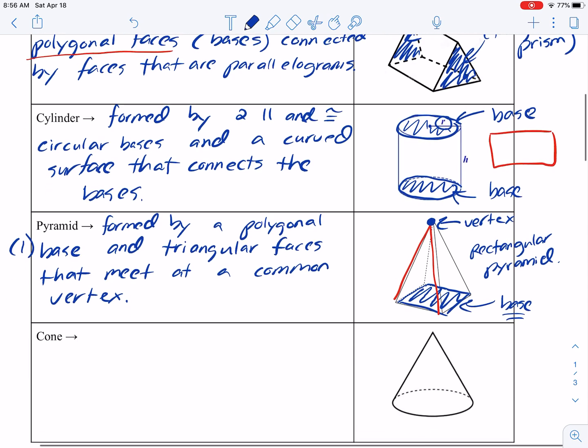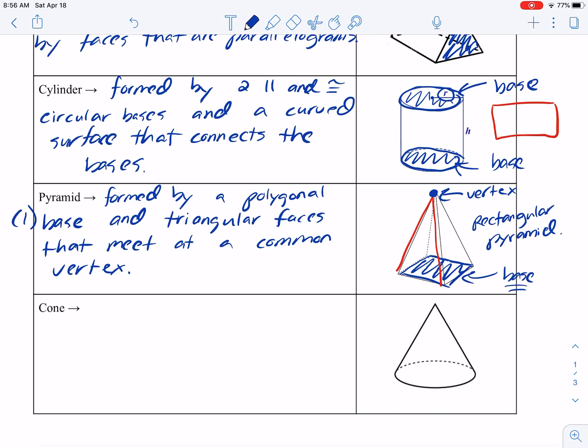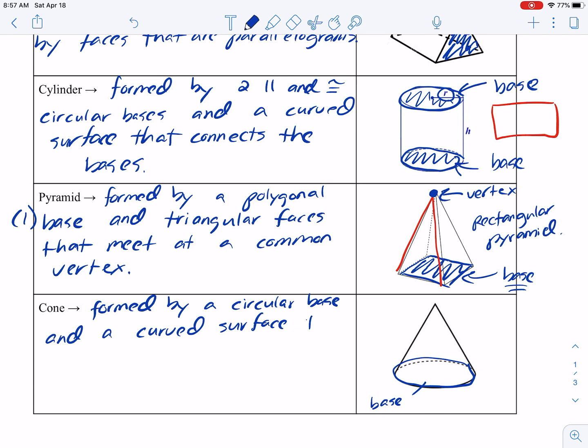All right. And last but not least, a pyramid that has a base that is a circle, similar to a cylinder, we call a cone. So a cone is formed by a circular base and a curved surface that connects the base to a vertex.